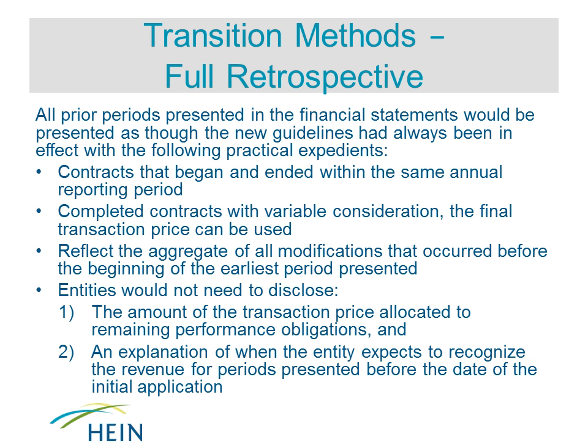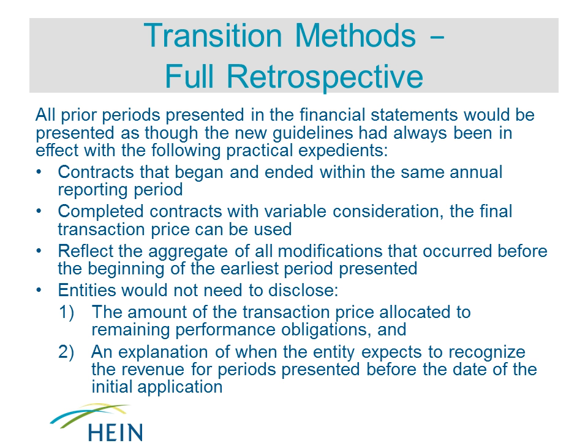So let's talk a little bit about the full retrospective method. I think I covered a large part of this already. But there are some practical expedients that have been provided. Those practical expedients: contracts that began and ended within the same annual reporting period, and completed contracts with variable consideration, where you can look to the final transaction price to use that as opposed to trying to determine what your estimate would have been at the beginning of that contract.